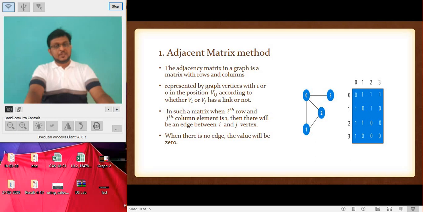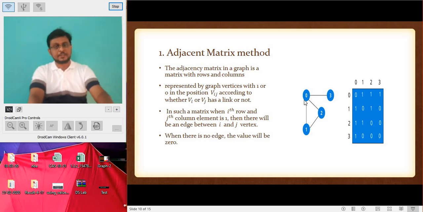In the adjacency matrix method, we are using a matrix. We know what a matrix is: it has certain rows and certain columns. A matrix M by N has M rows and N columns. In the same way here, suppose we have to represent a graph with N nodes. We have to use an N by N matrix, where N indicates the number of vertices.